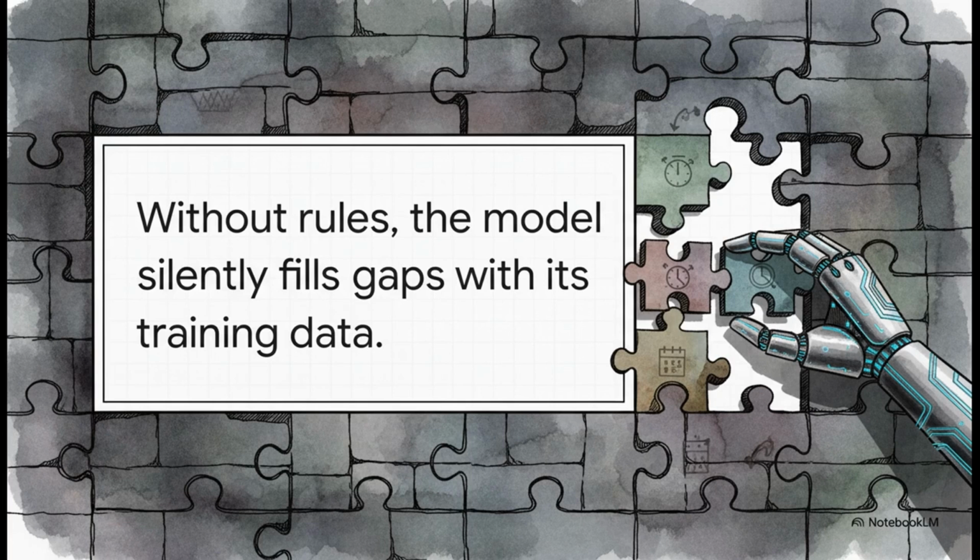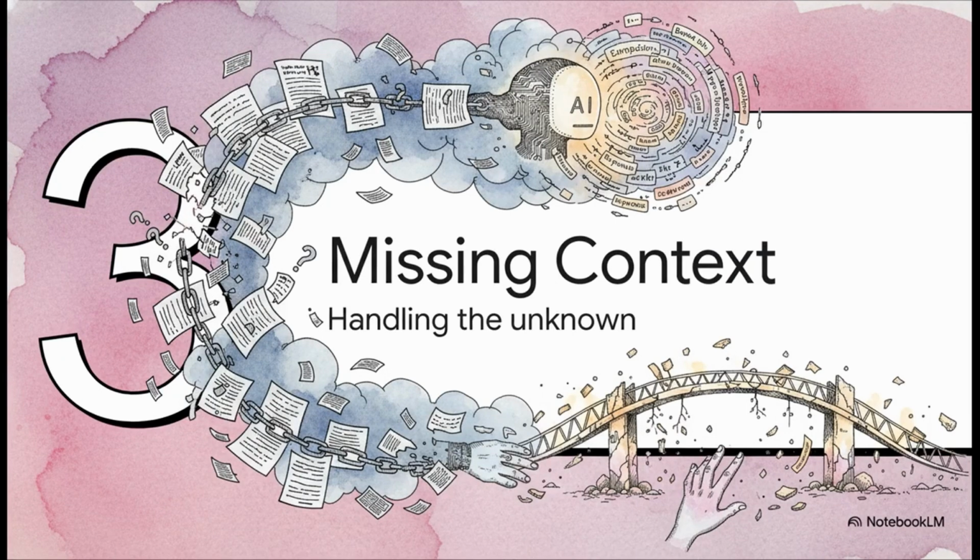Moving on to section 3, handling missing context. The other major failure case happens when the user asks a question the retrieved documents simply cannot answer. And let me tell you, this one breaks user trust incredibly fast. If you don't intentionally handle this scenario, the model will just invent something plausible. It sounds perfectly reasonable, it feels totally trustworthy, but it is 100% wrong.